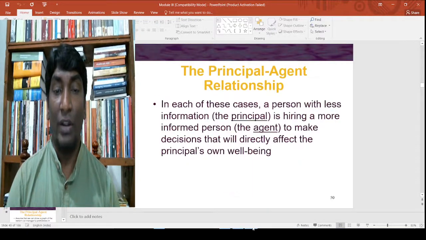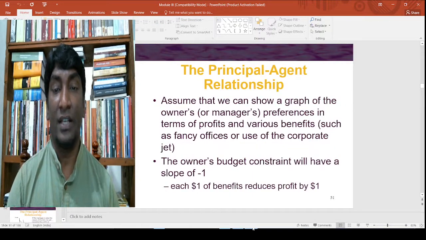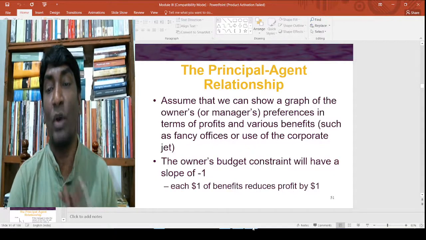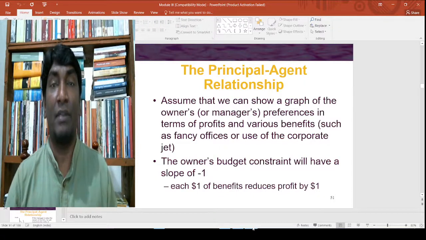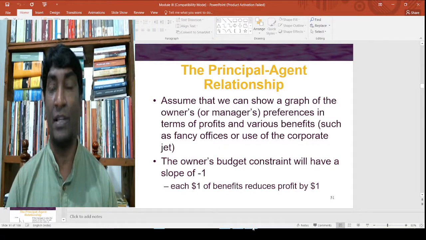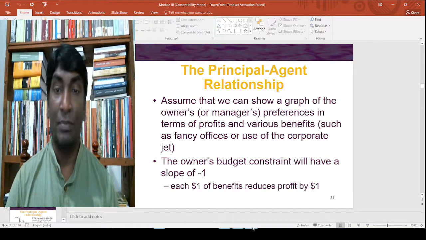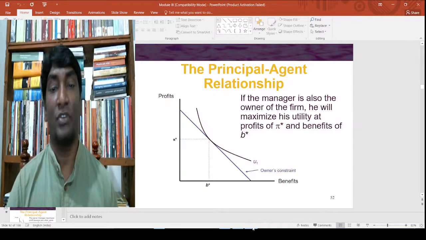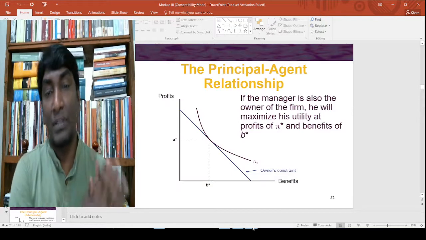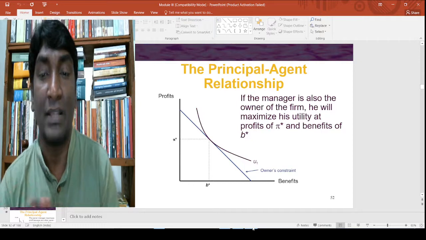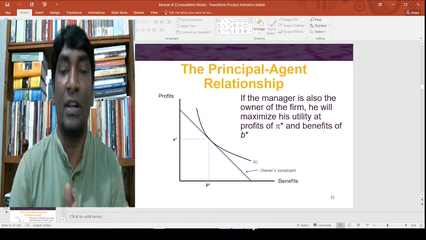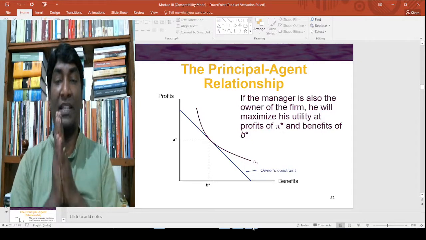This assumes that we can show a graph of the owner's preference in terms of profit and various benefits. For example, we can take a jet example, because this is largely from Nicholson and Snyder, so I'm strictly adhering to what they present. If you have a principal agent relationship, and the manager is also the owner of the firm, he will maximize his utility at a profit level at pi star.